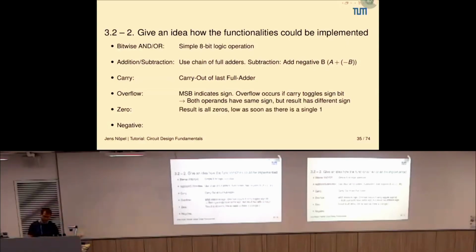Okay, and the zero flag is implemented like this: if there is any bit in the result that is not 0, so if there is a single 1, then the result is not zero, otherwise the zero flag is set. And for the negative flag, as already mentioned, the MSB indicates the sign, and if the MSB is 1, then the negative flag can be directly set from that one.